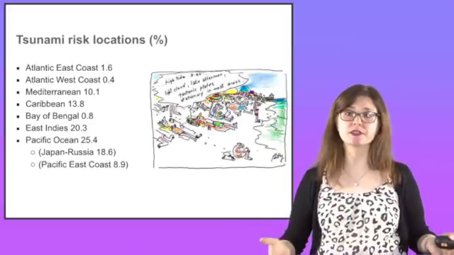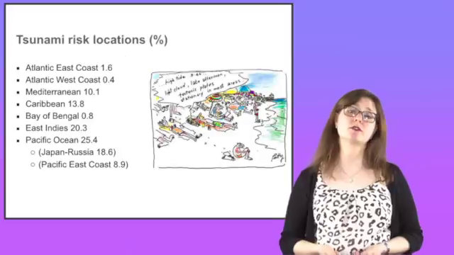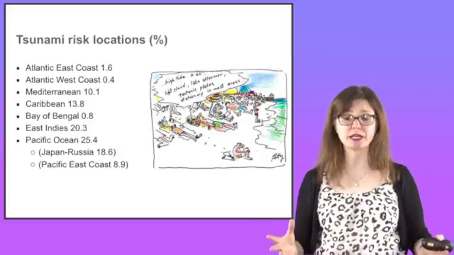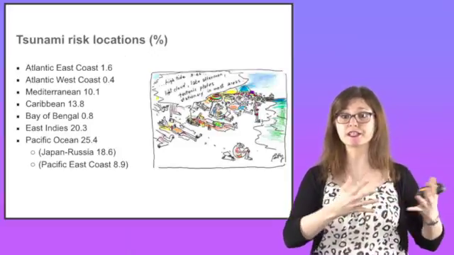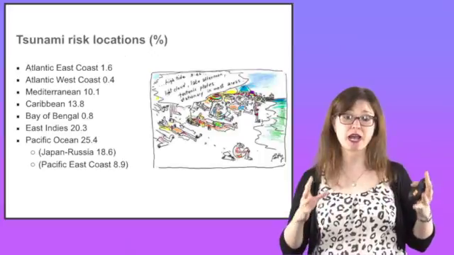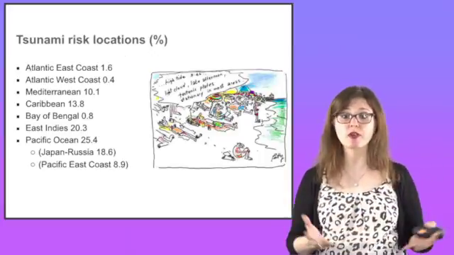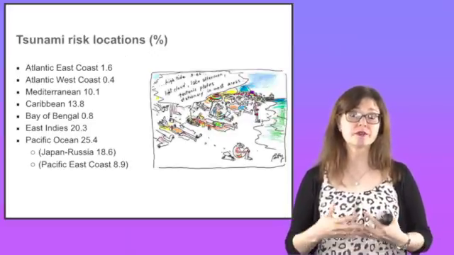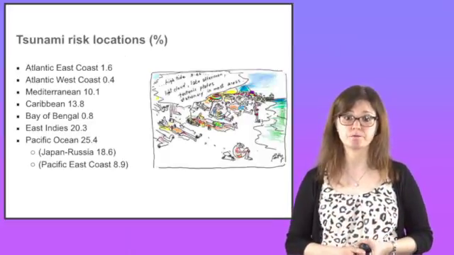So where do most of the tsunamis happen? Well, it's unsurprising that over 25% of tsunamis happen in the Pacific Ocean. It's the Ring of Fire, and we see plenty of plate tectonics going on. Here you can see that 18.6% of that is actually in the Japan and Russia region. But we can also see tsunamis all around the world, the Mediterranean, the Caribbean, the East Indies, and there are very important lessons we can learn about tsunamis in these different places.